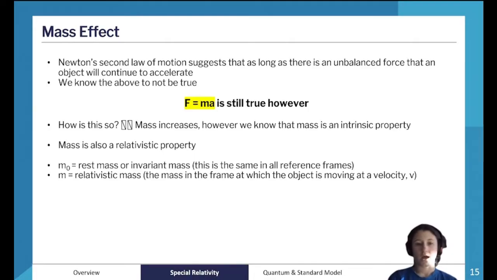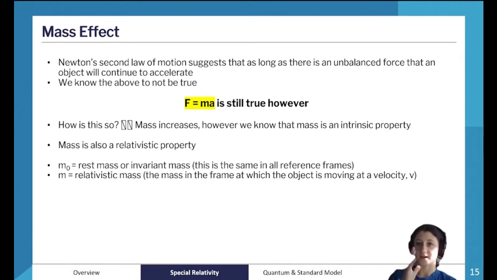So, we know that mass is an intrinsic property, but it's also a relativistic property. So mass will also change depending on the speed of the object and the frame of reference. So we have 2 values you need to remember, and it's important to remember the distinction between these, m naught and m, because it's easy to mix them up. M naught is the rest mass, and this one is kind of the one that stays the same, all right, or the invariant mass. It's always going to be the lighter one. M naught is always going to be smaller than m. So m is the relativistic mass, and this is the one.